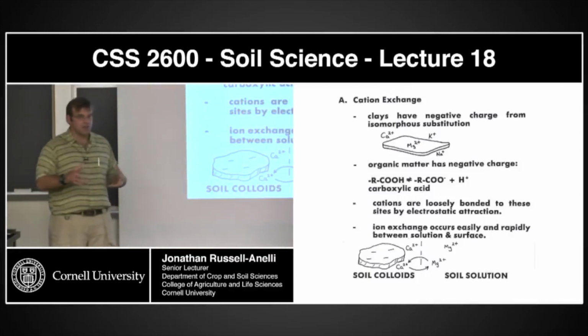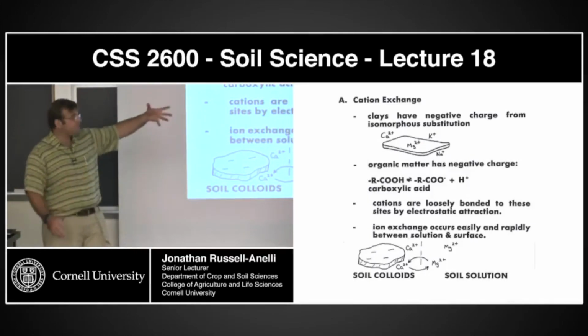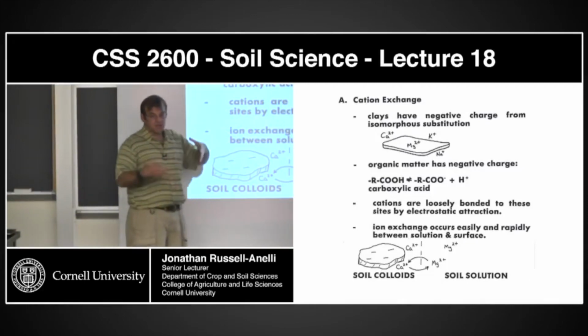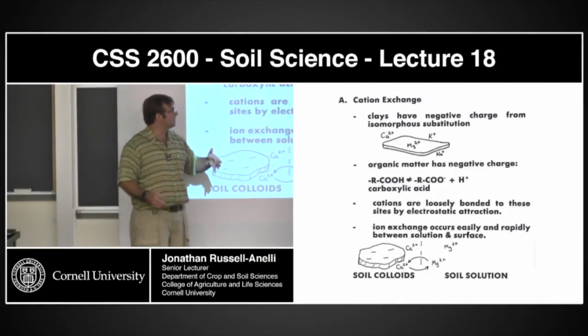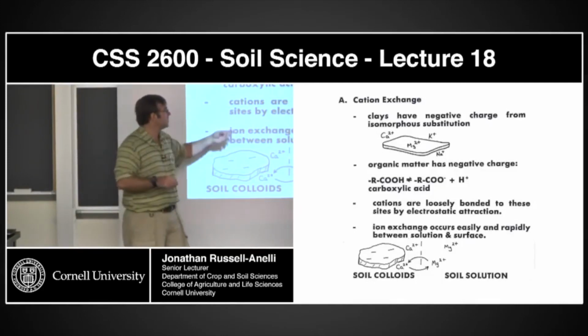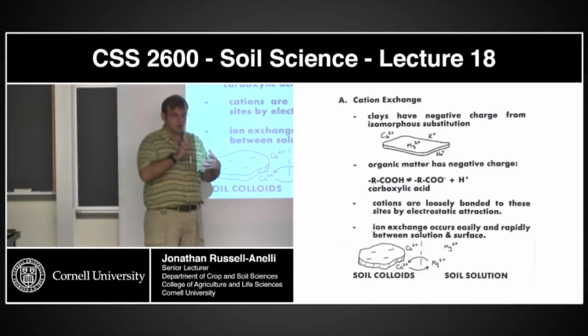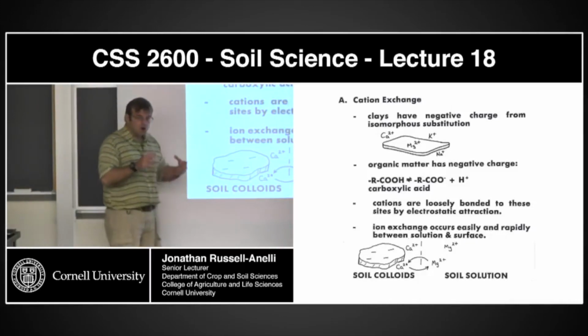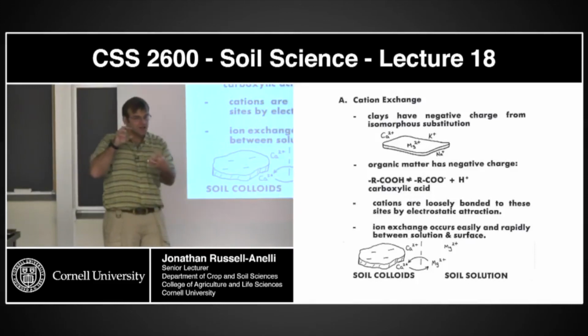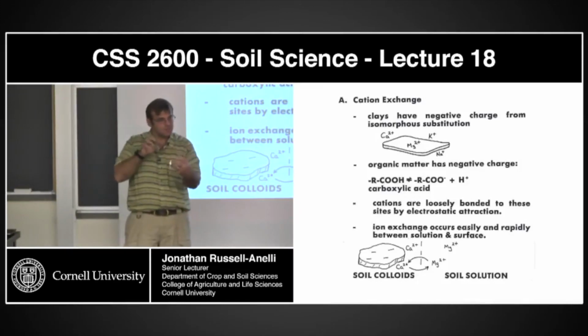So let's start with cation exchange. Clays have a negative charge that comes from isomorphic substitution. Organic matter also has a negative charge, and it has to do with the carboxylics. Cations are loosely bonded through a sort of electromagnetic attraction to these particles. The ions themselves can exchange. Now, this is not an ionic bond. You can think of those magnets. I can get them, and it can be really tightly held, but I can still pull them apart.